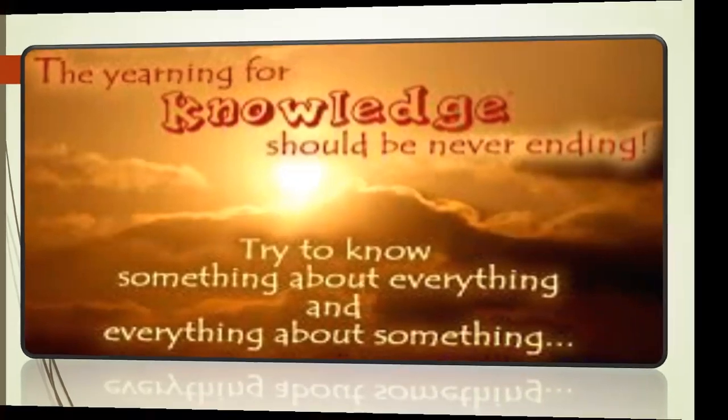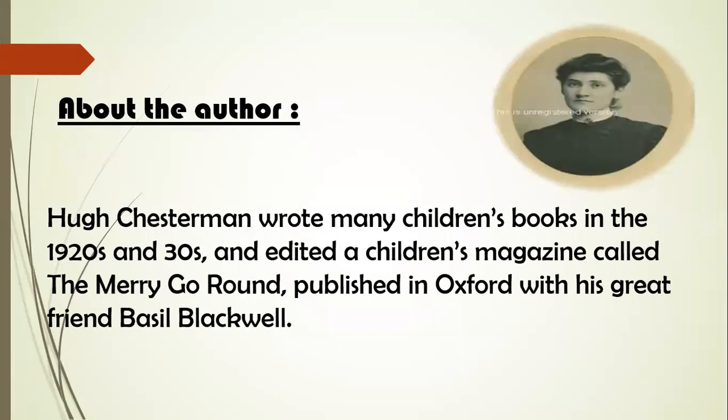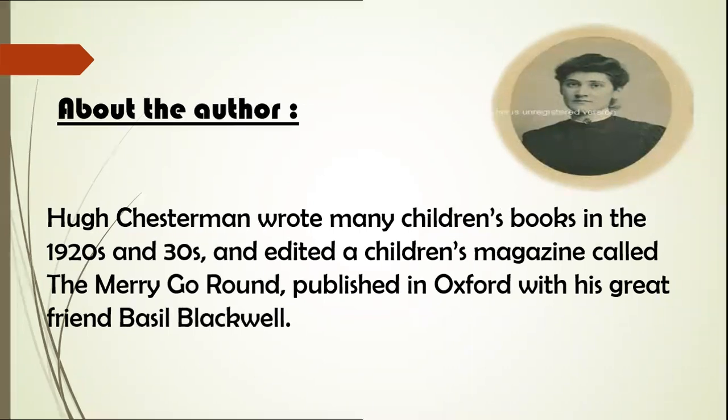So let's start now with the chapter and let us see about the author first. The author here is Hugh Chesterman, and he had written many children's books in the 1920s and 30s, and he edited a children's magazine called The Merry-Go-Round. It was published in Oxford with his great friend Basil Blackwell. So this is about the author. In the 1920s and 30s, he had written many books, and a magazine was published. So he has written this chapter.